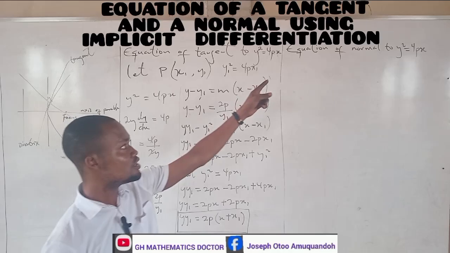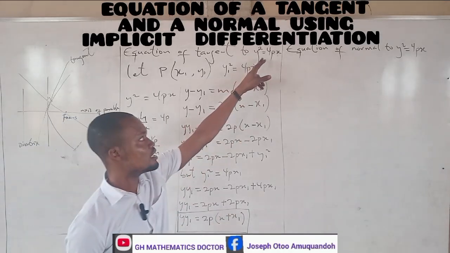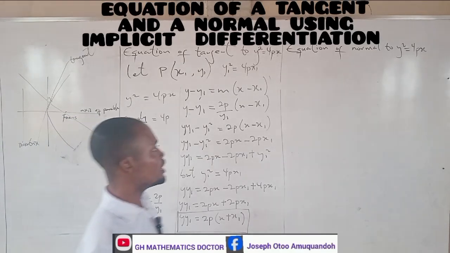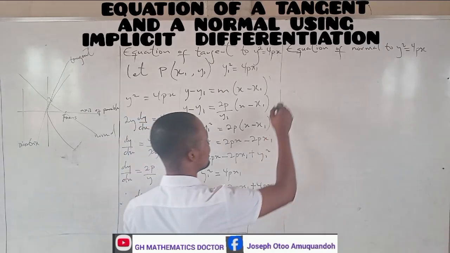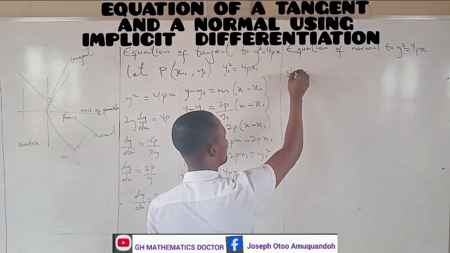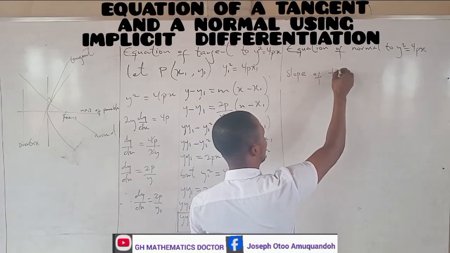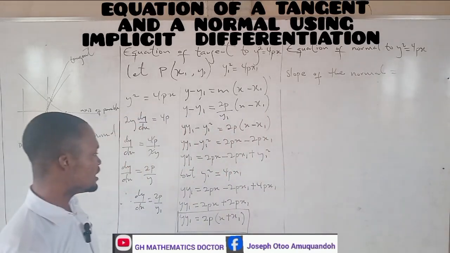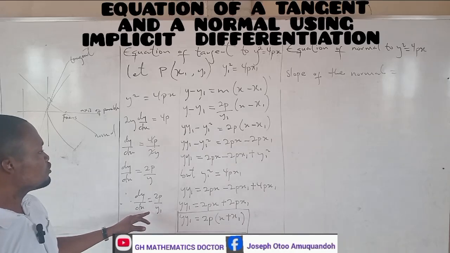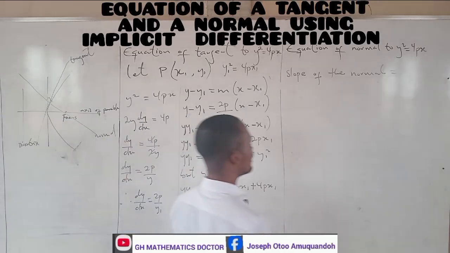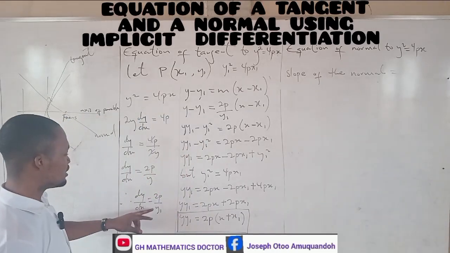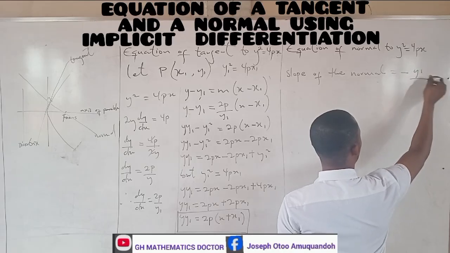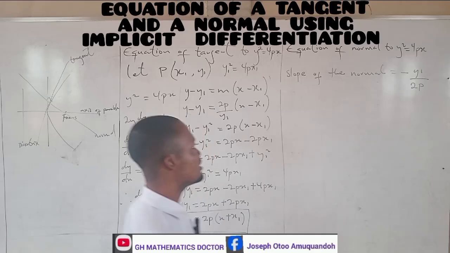Now let's look at the equation of the normal for the same orientation of our parabola. What we need is the gradient, or the slope. The slope of the normal is equal to the negative reciprocal of the slope of the tangent. So the slope of the normal will be negative y1 over 2p, and that is the slope of the normal.